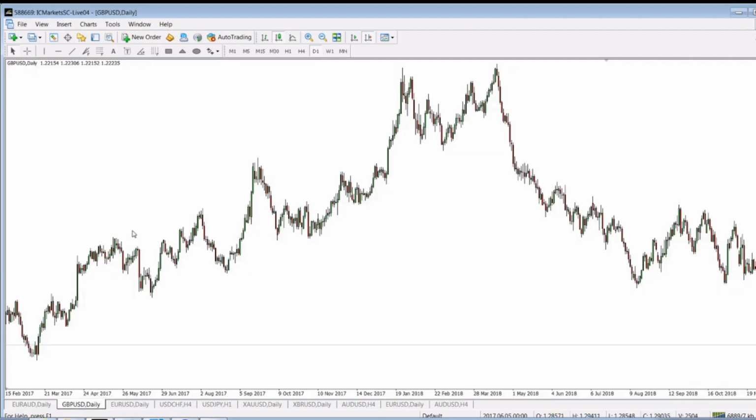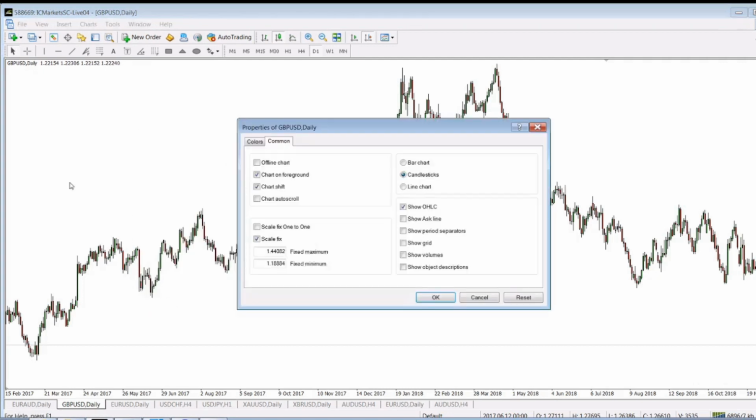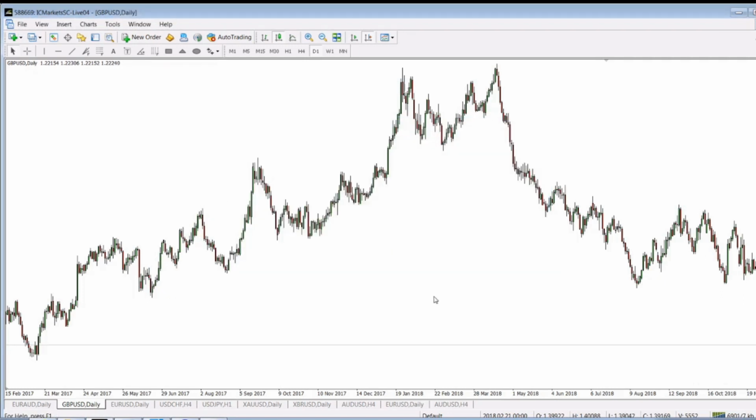At the moment, I'm on the Great British Pound US Dollar daily chart. First thing you have to do is fix the scale so it doesn't rescale. Go to Properties, check scale fix, and it will be okay. The most important issue is to find the right angle of balance, and it's not that difficult. You just have to get a little bit of practice. I'll show you how I do it. I do it this way.